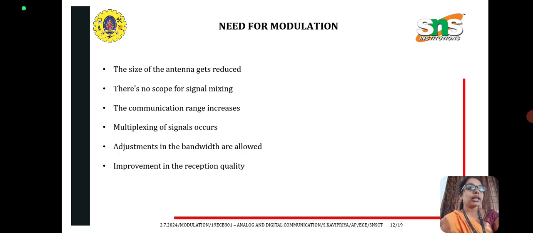And what are all the needs of modulation? As discussed previously, the size of the antenna is reduced. There is no scope for signal mixing. The communication range is increased. Multiplexing of signals occurs. Adjustments in the bandwidth are allowed. Improvement in the reception quality.